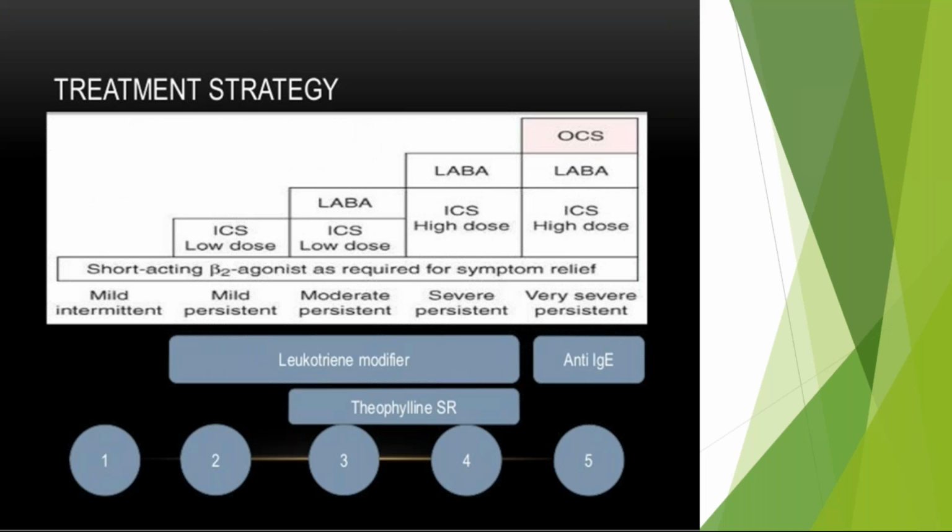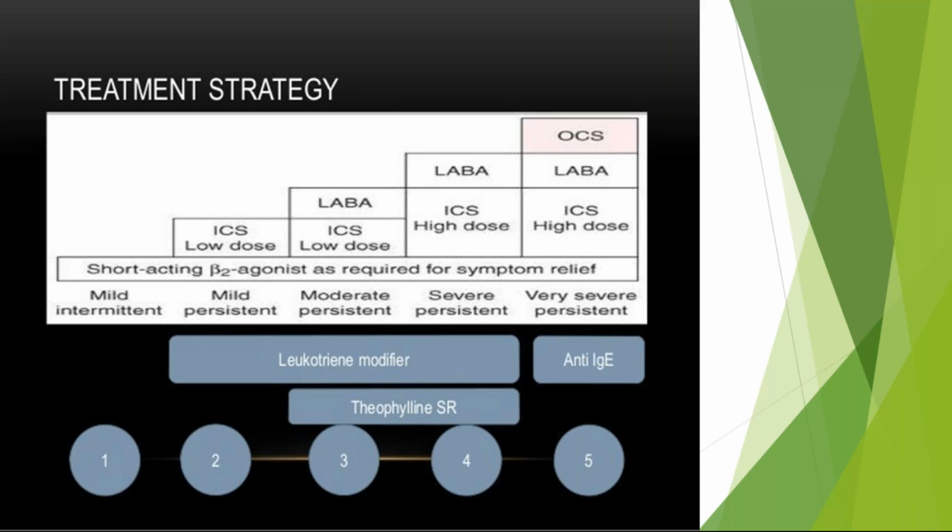Mild persistent will start with beta 2 agonist whenever the patient is having symptoms. If it is not controlled, like in mild persistent where there will be more frequent symptoms, we will add low dose ICS. Even with ICS, if the symptoms are not controlled, we will go for low dose ICS along with a long acting beta 2 agonist.